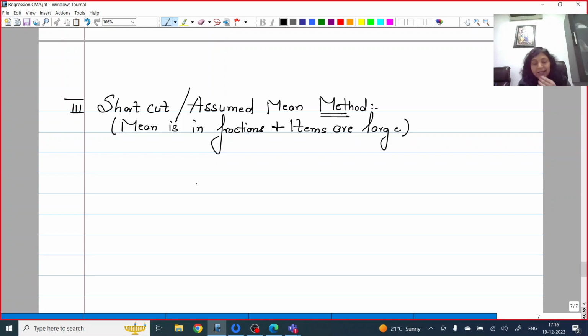Now in this case, first we compute deviations from the assumed mean. So we compute dx equals x minus assumed mean of x series, and dy equals y minus assumed mean of y series. So next thing is how to find out bxy and byx. First again we write down the formula of correlation.